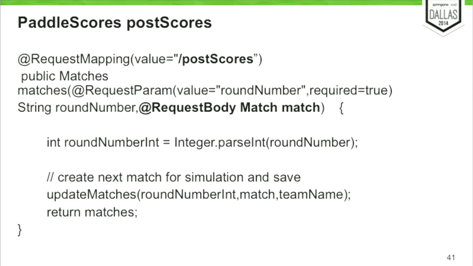We also need a post scores so that they can submit their scores. To do that, we're going to do a very similar method in our controller. This time it'll be a post. We're going to take the round number, which is the number of the matches they've played, and then also in the body, as a post parameter, we're going to have the match object, which will have the scores and the winning team and information about the match.